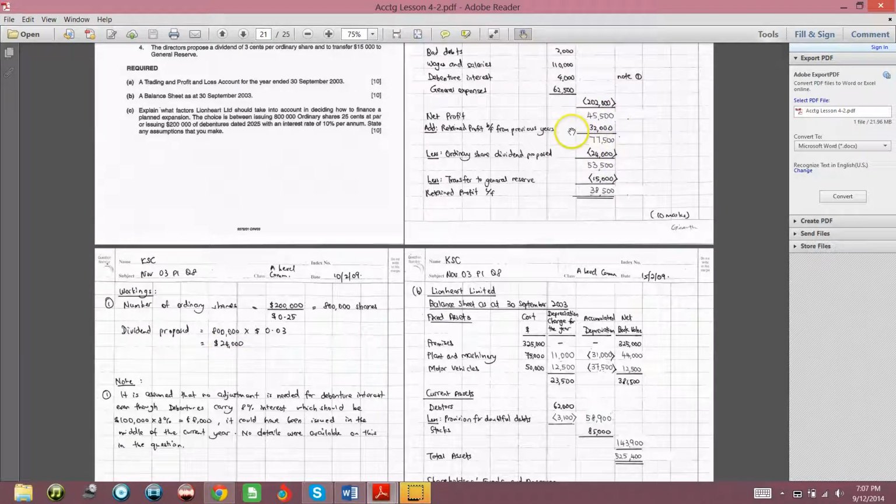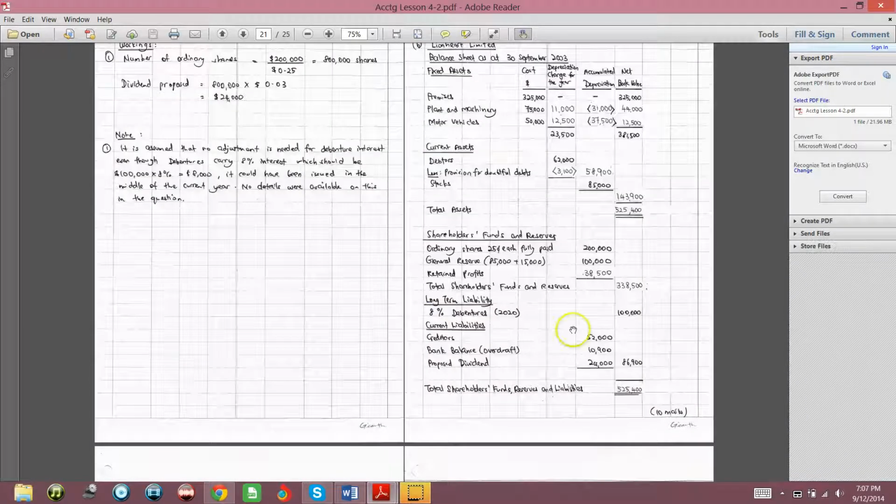So net profit plus retained profit brought forward will be the profit available for appropriation, profit available for giving to shareholders, minus ordinary dividend proposed. So this will be your retained profit. Then less 15,000 transfer to general reserves. So your retained profit carried forward will be 38,500. So 38,500 will be over here.